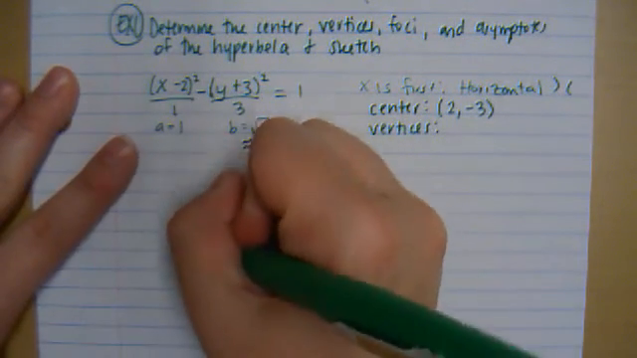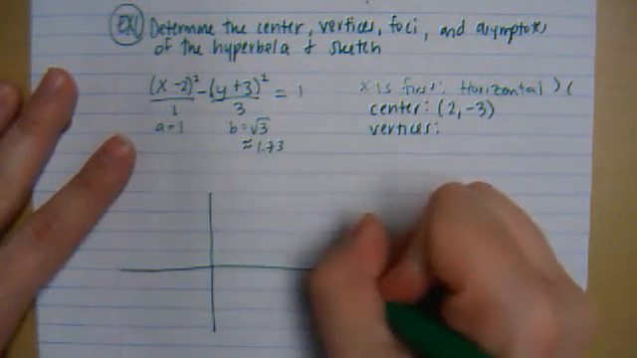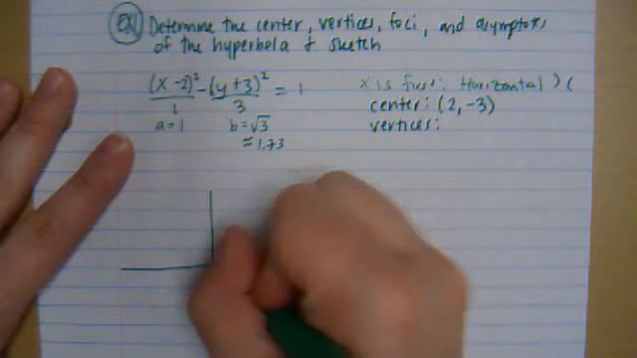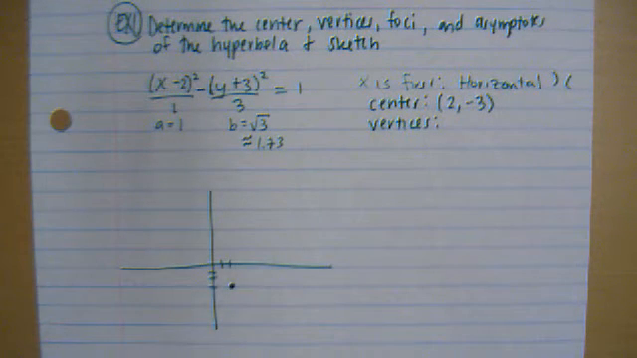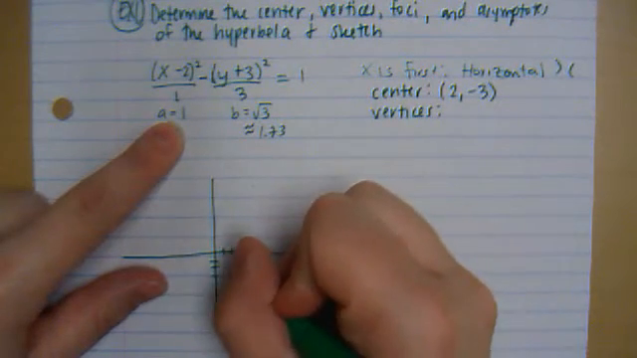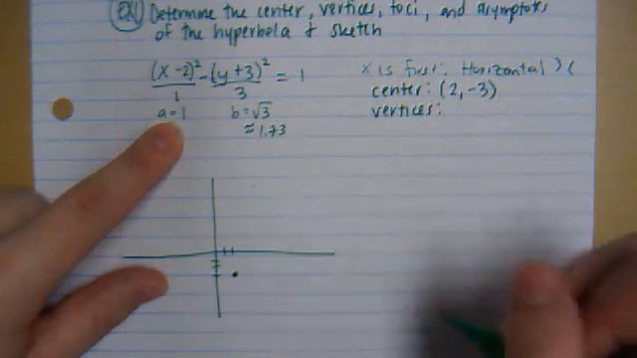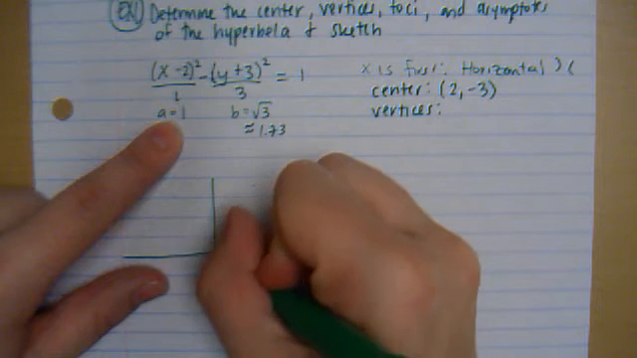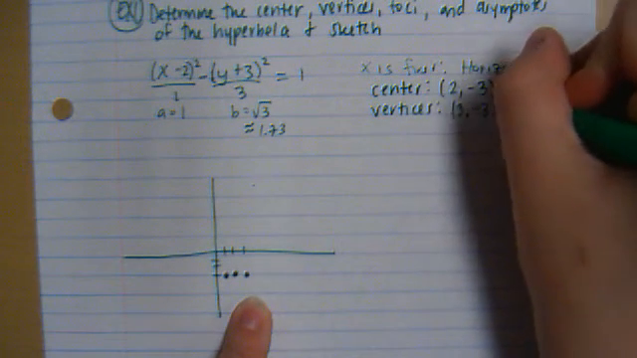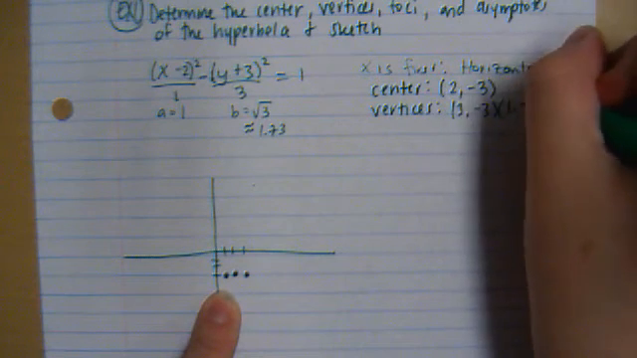Okay, so let's start graphing what we have. So the center is 2, negative 3. Okay, and I know that the vertices are 1 away from that. Okay, so 1 away from that in each direction. So I'm going to be going left and right because it's horizontal. So the vertices are going to be 3, negative 3, and 1, negative 3.